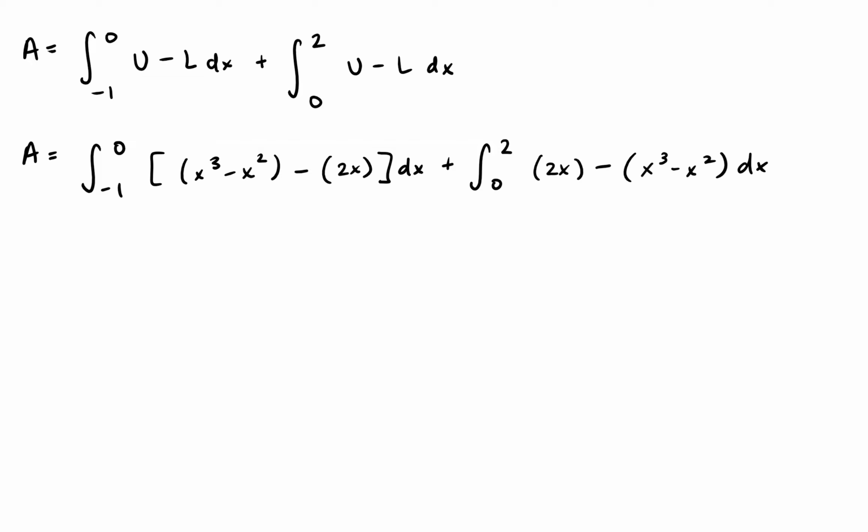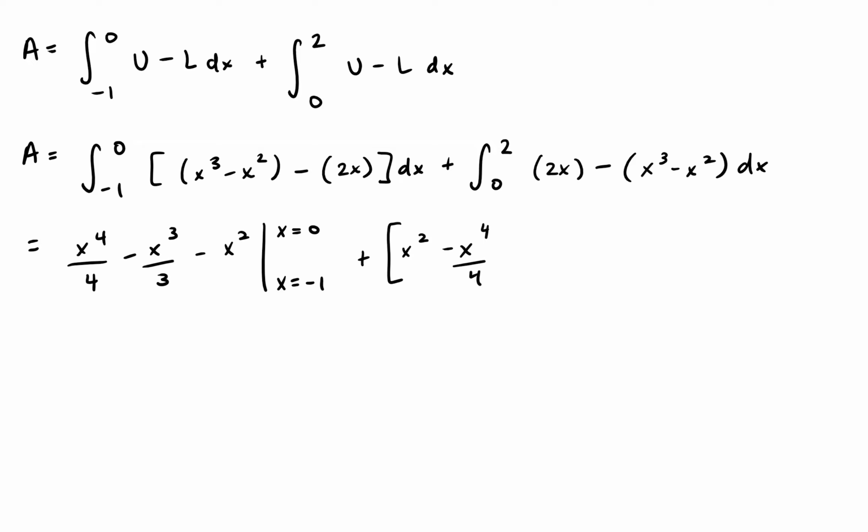Okay, so let's do some integration. This is going to be x to the 4th over 4 minus x cubed over 3 minus 2x squared over 2, which is just going to be x squared. And that's running from x equals -1 to x equals 0, plus x squared minus x to the 4th over 4, plus x cubed over 3, and that's evaluated from x equals 0 to x equals 2.